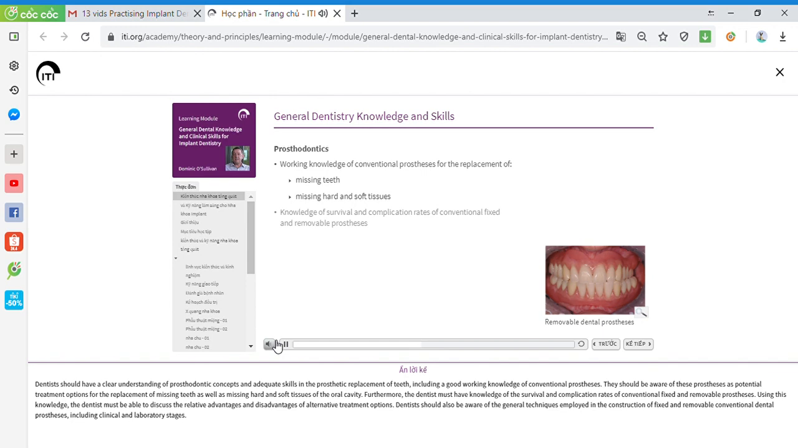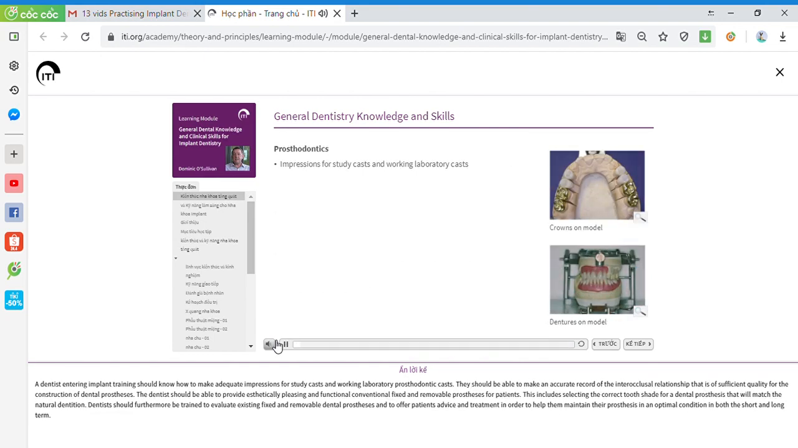Furthermore, the dentist must have knowledge of the survival and complication rates of conventional fixed and removable prostheses. Using this knowledge, the dentist must be able to discuss the relative advantages and disadvantages of alternative treatment options. Dentists should also be aware of the general techniques employed in the construction of fixed and removable conventional dental prostheses, including clinical and laboratory stages.